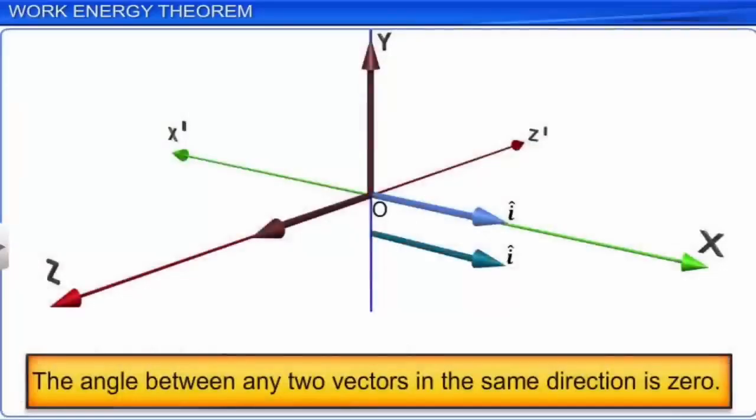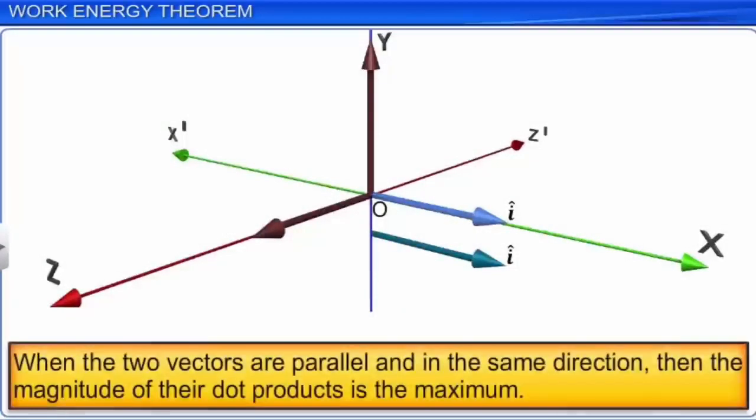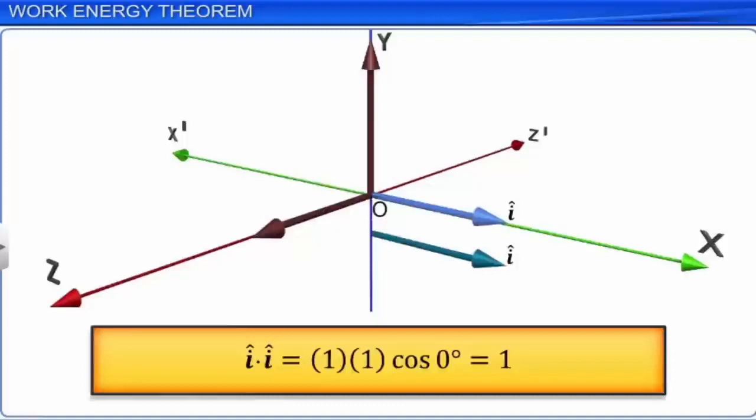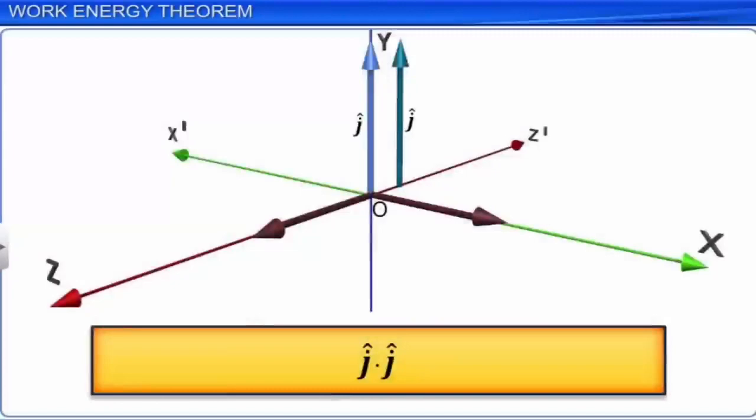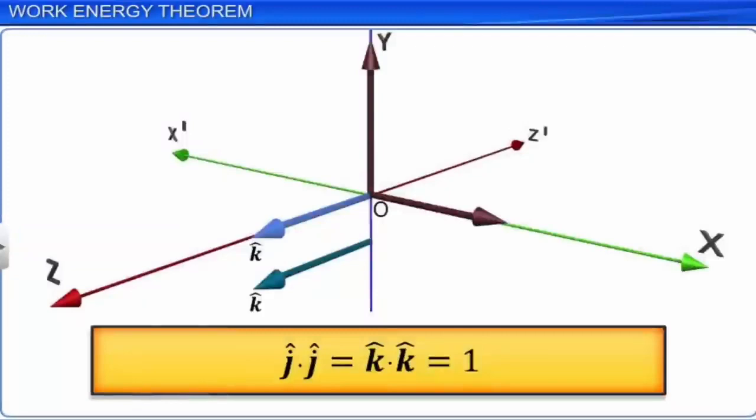The angle between any two vectors in the same direction is 0. Thus, when the two vectors are parallel and in the same direction, then the magnitude of their dot product is maximum, as cos 0 degrees is equal to 1. Thus, we get i dot i equals 1, as shown. Similarly, we get j dot j and k dot k equal to 1 as shown.